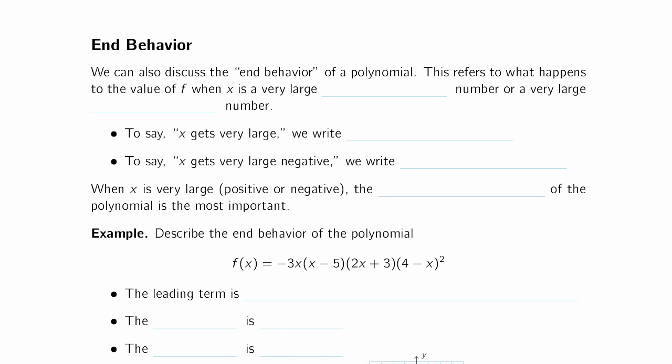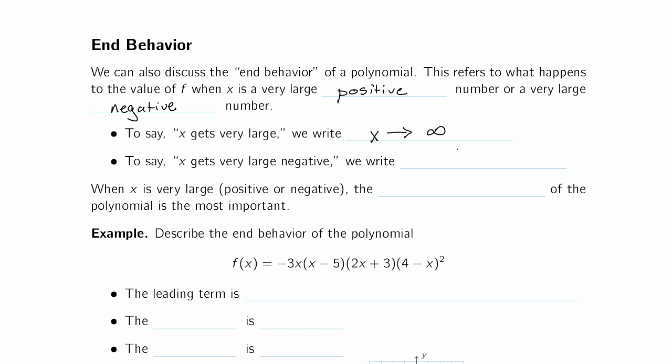The last thing that we want to say about polynomial graphs at the moment is to describe what's called their end behavior. That term end behavior refers to what happens to the value of f when x is either a very large positive number or a very large negative number. To say x gets very large, we will write the symbol x followed by an arrow followed by an infinity symbol.